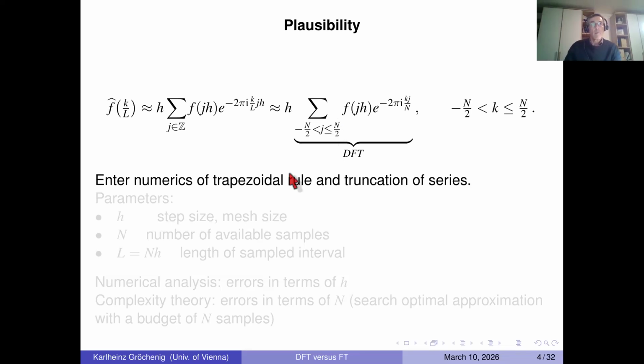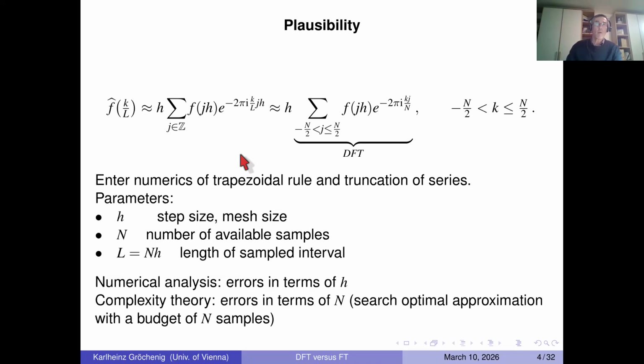Okay. So there are three important parameters that we should keep track of. One is the increment h: step size, mesh size, increment. n is the number of samples that we use. And n times h is the length of the sampled interval. That's the size of the interval on which you have some information about the function.